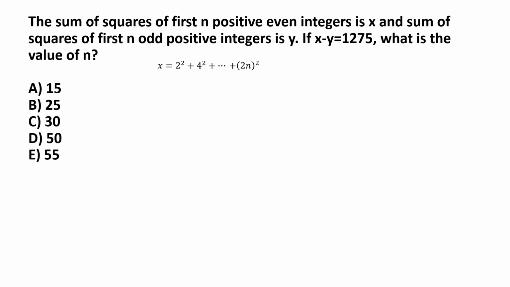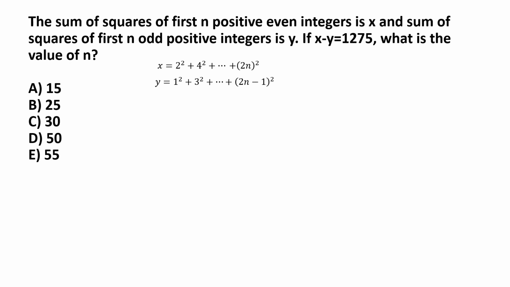And similarly, for the squares of the first n odd numbers, we can write their sum, and that's given as y. So y equals 1 square plus 3 square plus 5 square, and so on. And this sum for the first n odd integers would go all the way till 2n minus 1 whole square. So having written these two out, we can now just do the subtraction.